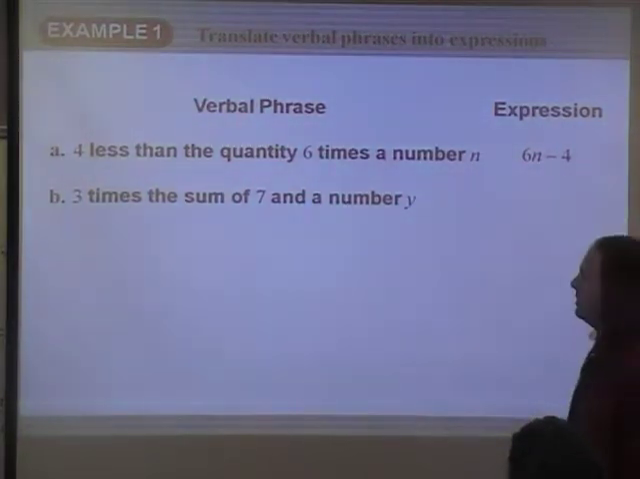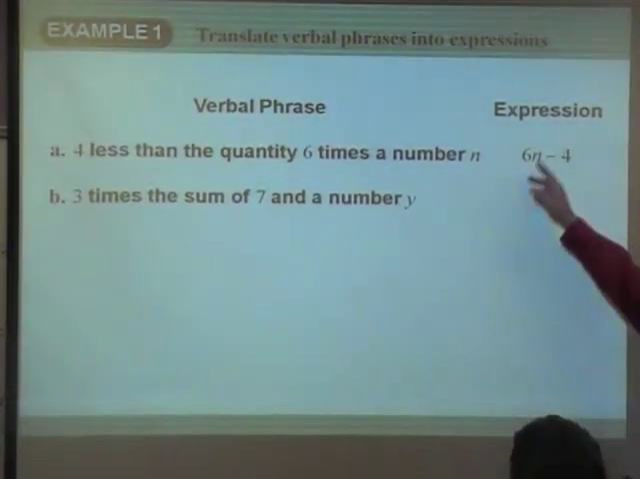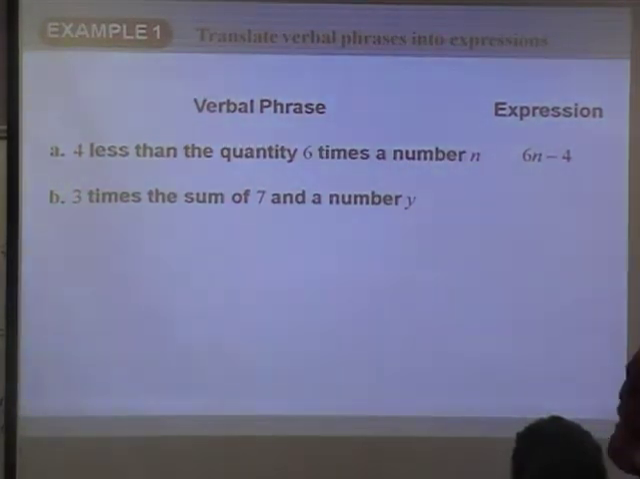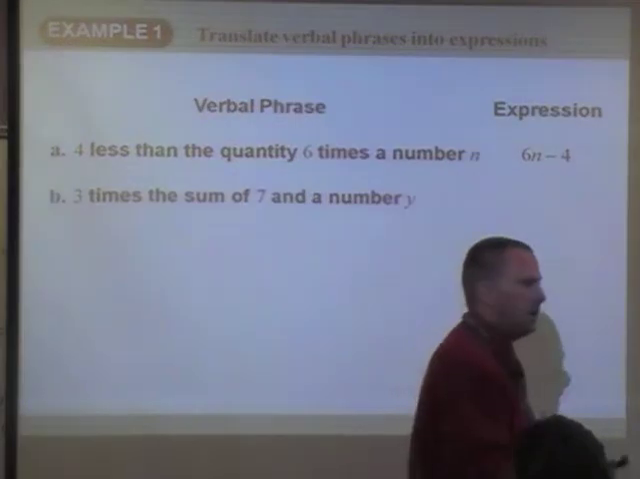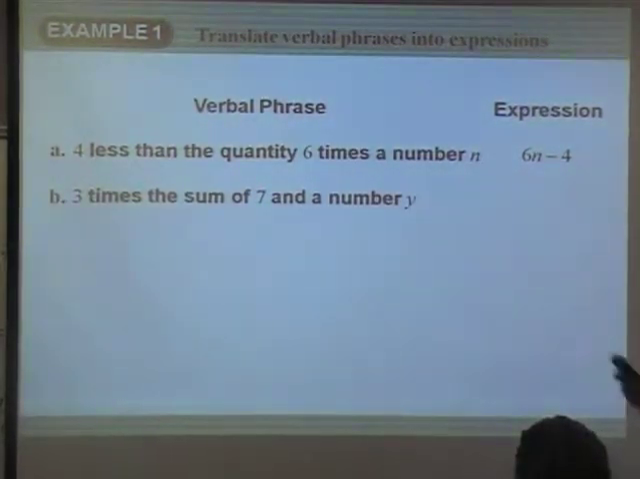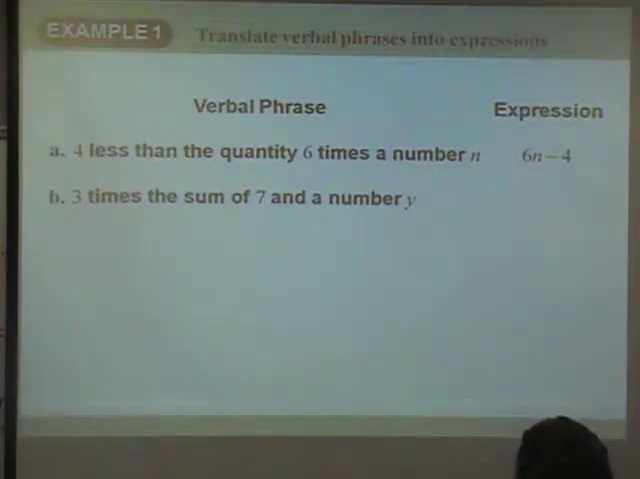B. 3 times the sum of 7 and a number y. Okay, so now we're still talking about expressions. If you know how to do this, you don't necessarily need to write it down. 3 times the number is what? 3 times the number y? How would you say this? How would you write it down? 3 times 7 y.